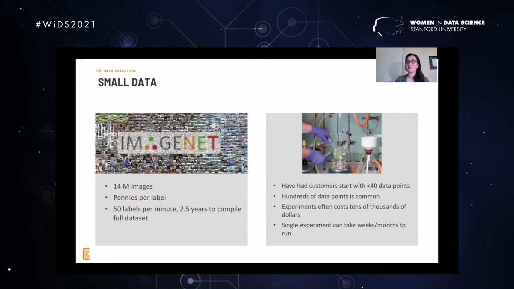It was considered a real monumental achievement, but that's nothing compared to the challenge of trying to create a scientific R&D data set. We've had customers start with fewer than 40 data points, and it's really common for them to just have hundreds of data points. And that's because experiments can cost tens of thousands of dollars to run and take months. So if you compare that to 50 labels per minute and pennies per label, you can see why these companies can't compile massive data sets. It's just too costly and too time consuming.